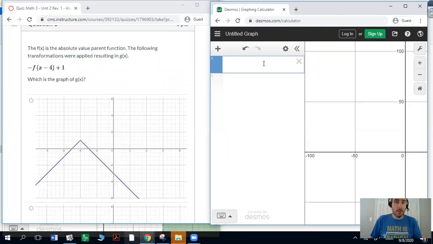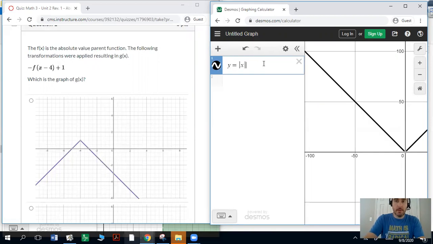Well, absolute value is going to have the bars, so you can say y equals, and do shift in the button above enter, absolute value of x. That's your parent function. Let's take a look at that.